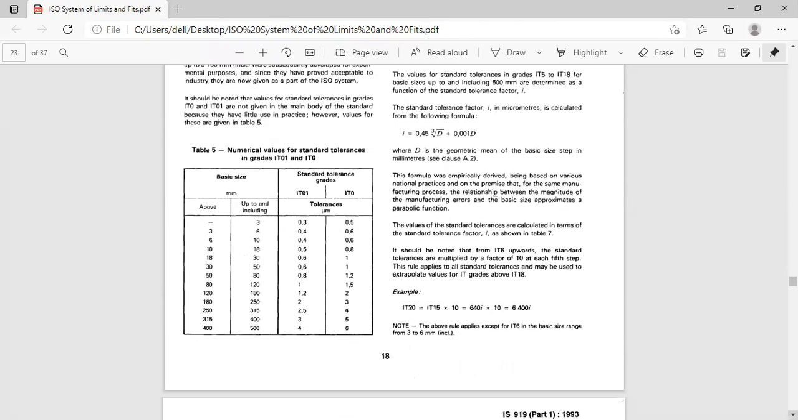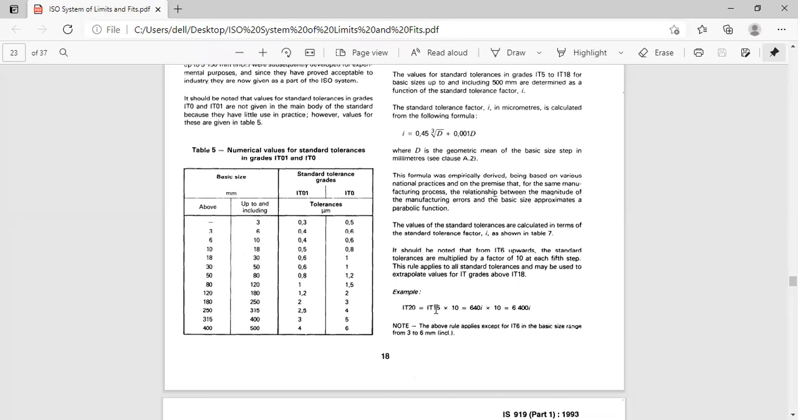So how we have taken, I want to tell this also. We have already discussed the Renard series also, but how to calculate that IT20? Suppose I have forgotten my value of IT20. Suppose I just want to give you that basic value. So IT15 into 10. What he has told here in this particular thing is, it should be noted that from IT6 upwards, after IT6, the standard tolerances are multiplied by a factor of 10 at each fifth step. At each fifth step, you have to multiply by a factor of 10.